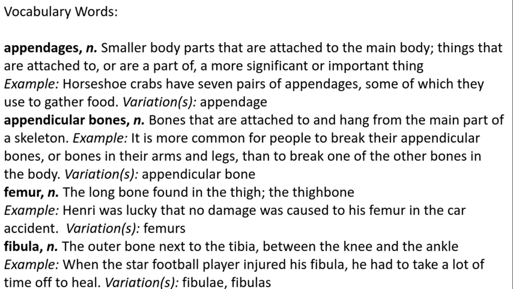A femur is the long bone found in the thigh. A fibula is the outer bone next to the tibia between the knee and the ankle. Remember, we learned yesterday to remember a fib is a small lie, so the fibula is the smaller of the two bones in the lower part of the leg.